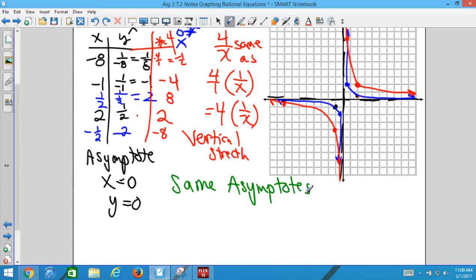What's something else that they have in common? Parent function. This whole one is the parent function. Maybe they're the same parent function. They're going to have the same domain and the same range, which we haven't talked about yet. All real numbers.